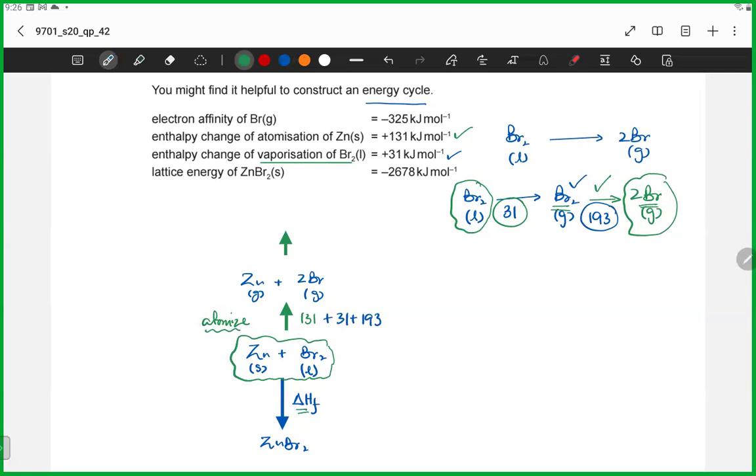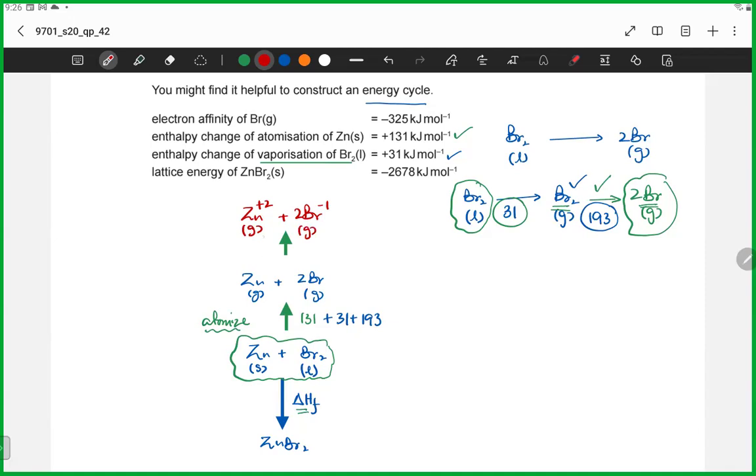But is this clear? Yes or no? Yes. And after that, you have to ionize it. So now in one step, I'm just doing all the things. Zinc has to lose 2 electrons, and the 2 bromine atoms have to gain 2 electrons. Okay, this is gaseous and this is gaseous.